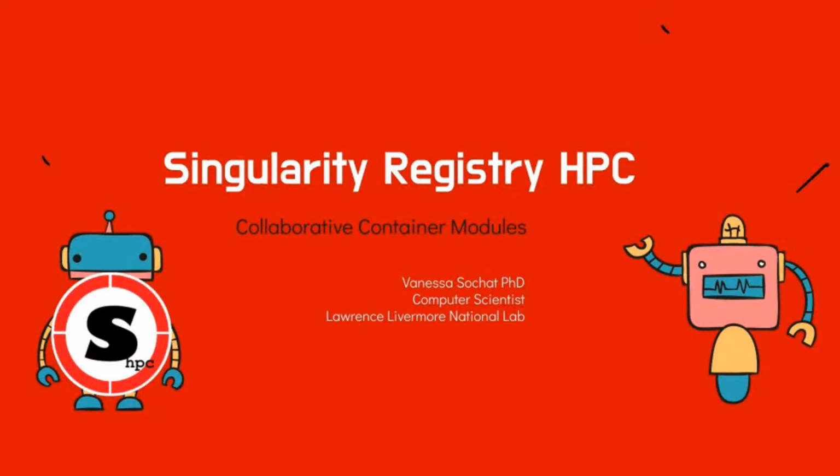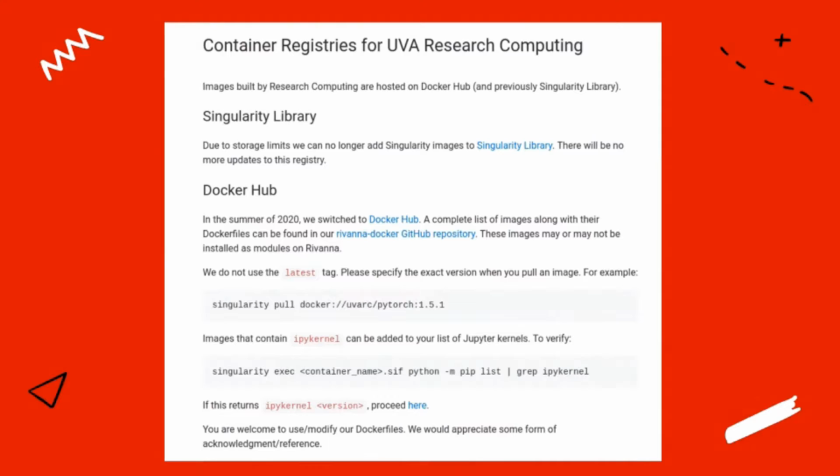And today I want to talk to you about Singularity Registry HPC, which provides collaborative container modules for HPC. So I want to convince you that this is a very compelling use case. For example, here we're looking at the UVA research computing documentation, and you see that they had a need to pull containers. Specifically, Singularity library didn't have enough storage, they moved to Docker Hub, and now they're maintaining a collection of containers that their users can pull to the cluster with Singularity.